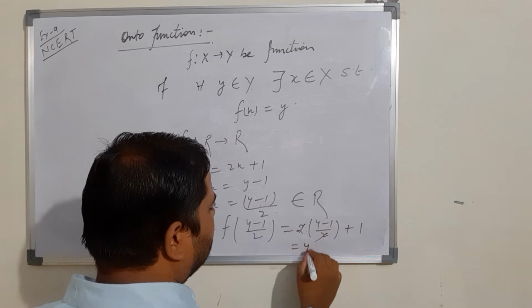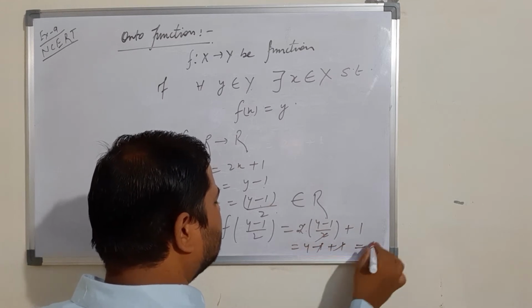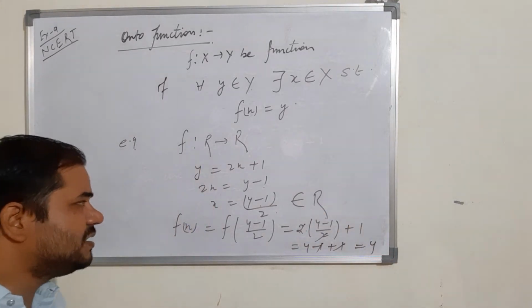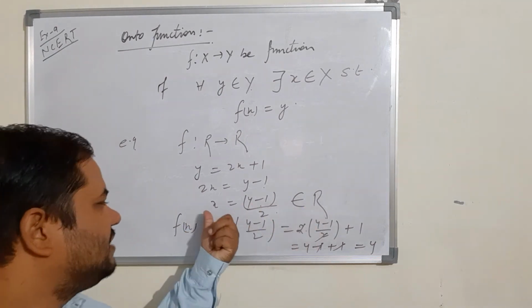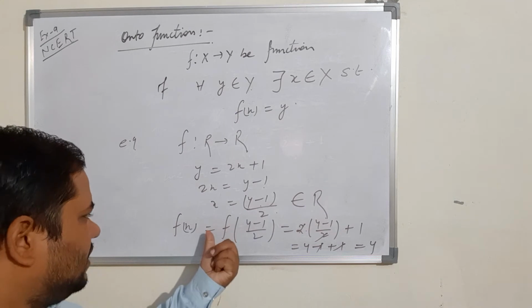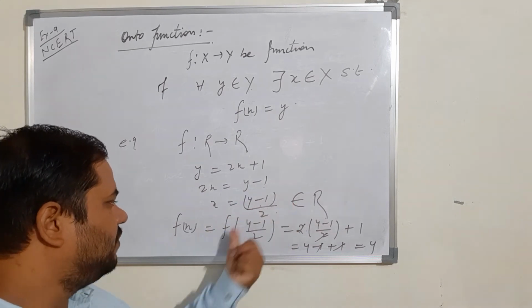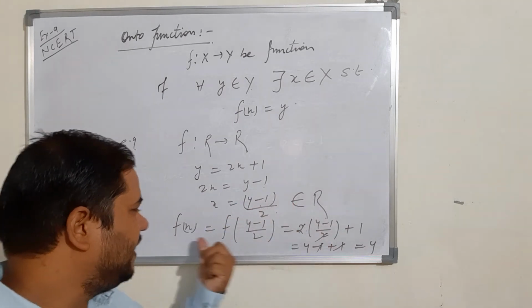2 cancel. y minus 1 plus 1, 1 cancel. This is y. That means what we search? We have x belongs to X, that means x belongs to R, such that, how should x be? This type. Such that f(x) is equal to y.